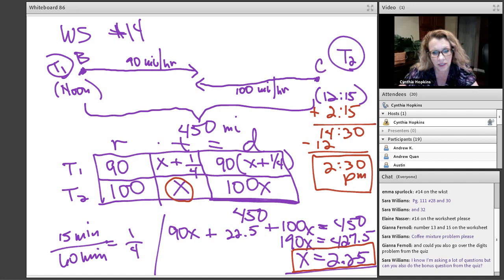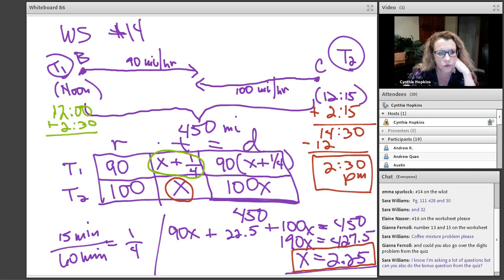Now, if you wanted to, you could take your 2.25, come up here, let me circle this in green, come up to how long it took train 1 to travel that distance, and it's 2.25 plus another 0.25, so that total time would be 2 hours and 30 minutes, or 2.5 hours. So if you add to noon, which is 12 p.m., 2 hours and 30 minutes, you are also going to get 14:30, which when you subtract 12 is 2:30 p.m. So you can see you get the exact same answer.